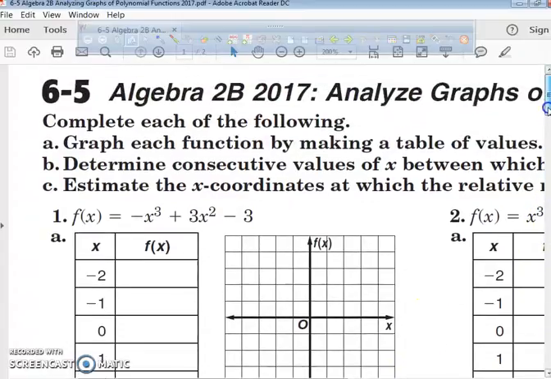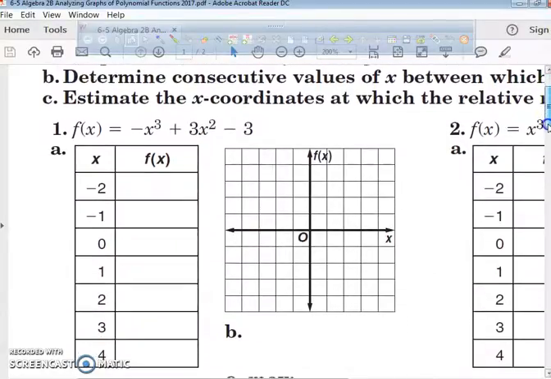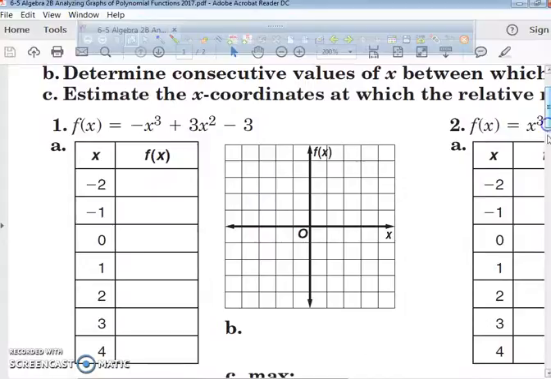We scroll up here. We are in Chapter 6, Section 5. We're going to be analyzing graphs of polynomial functions. Okay? We're going to do problem number 1 together.